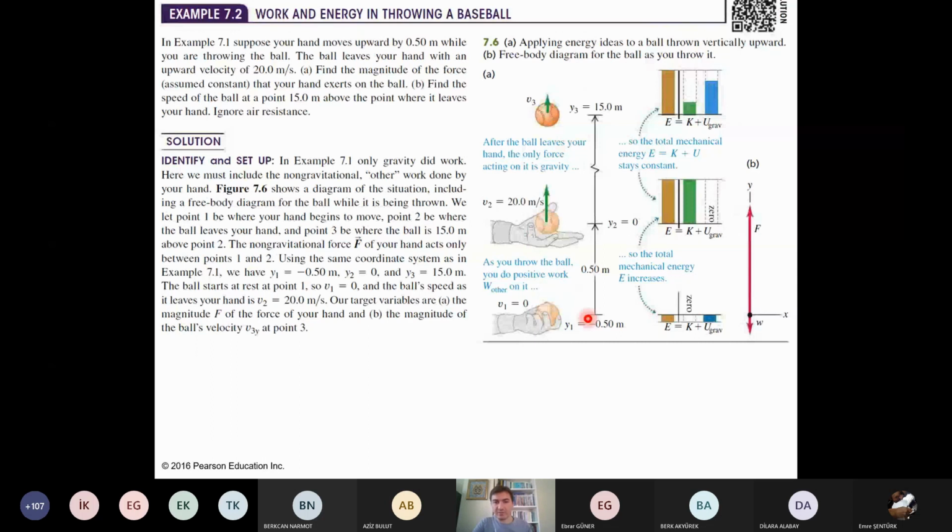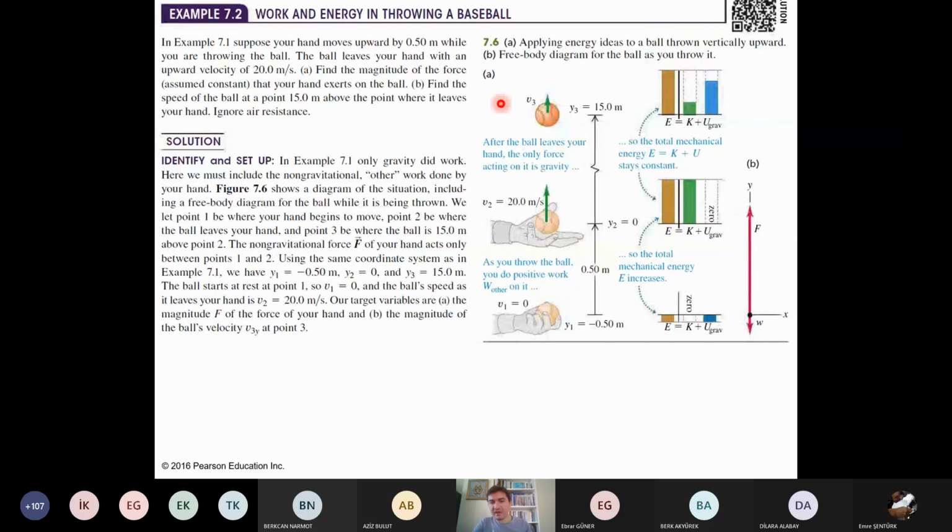Here we define three positions. Y1, where the baseball and hand are at rest. And here, this is Y2. I put this Y2 as the origin, I can do that. Then at this condition, the velocity of the baseball is 20 meters per second. And here, this is position 3, where the height is 15 meters above the point where it leaves your hand. And here we have velocity 3.